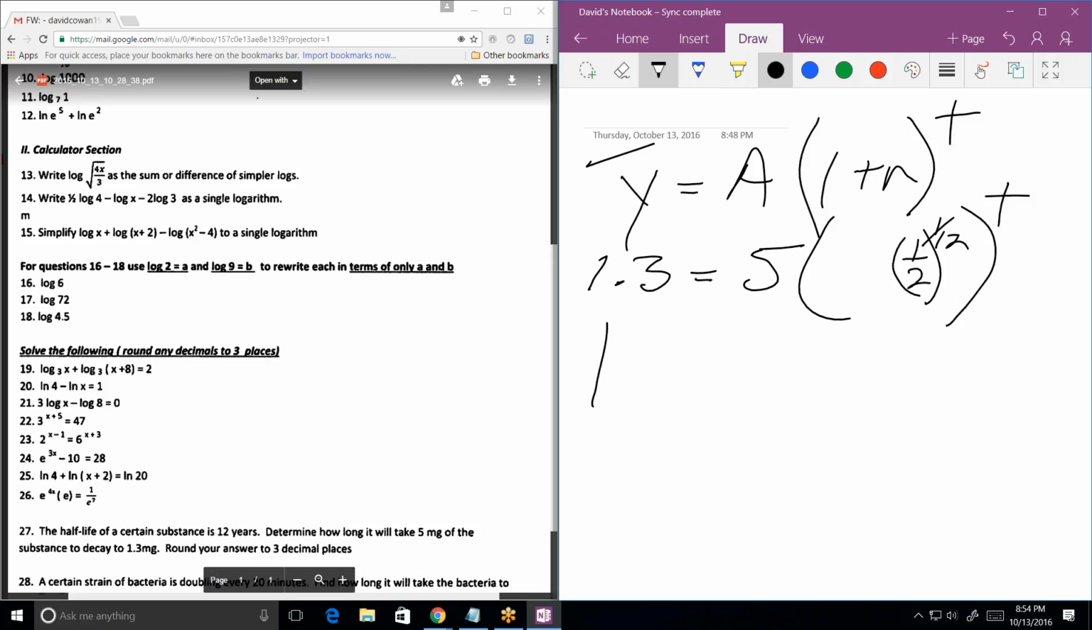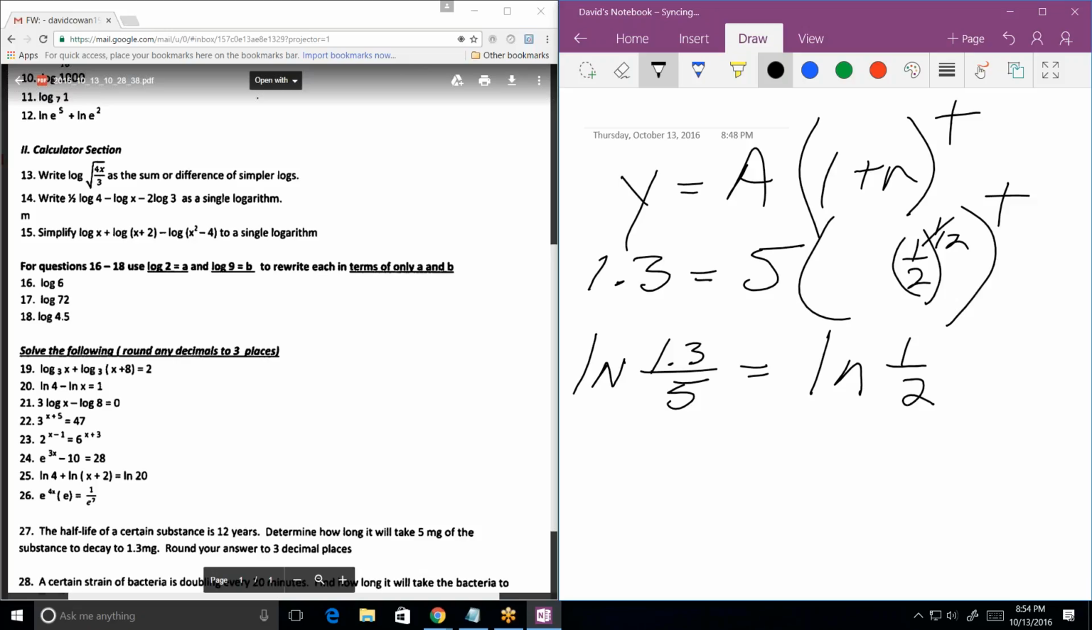Okay, I'm going to use natural log, I just prefer it. What's the first step? Oh, you got to divide by 5 first. Yeah, you got to isolate all of that. I can't do it if I leave that 5 over there. So it's the natural log of 1.3 divided by 5 equals the natural log of 1/2.